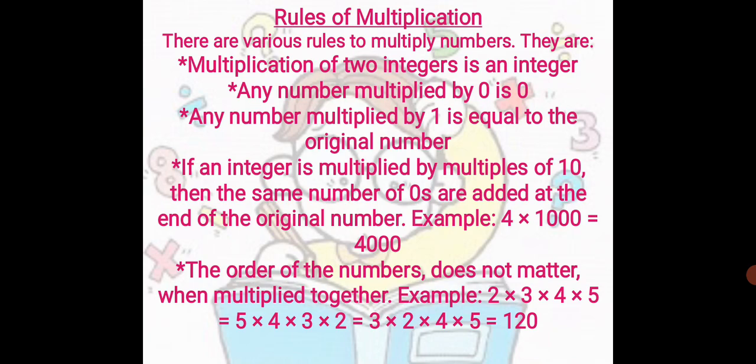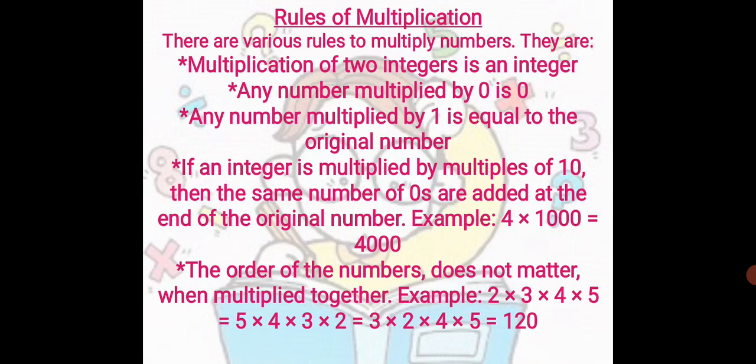If an integer is multiplied by multiples of 10, then the same number of zeros are added at the end of the original number. If an integer is multiplied by multiples of 10, then how many zeros are there after 1? The same number of zeros are added at the end of the original number. Example, 4 into 1000. That means there are 3 zeros after 1.